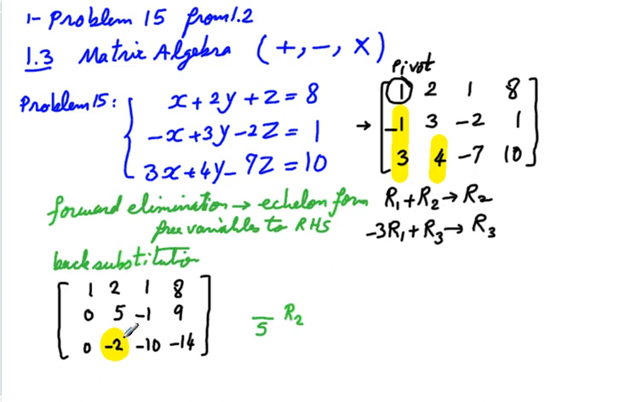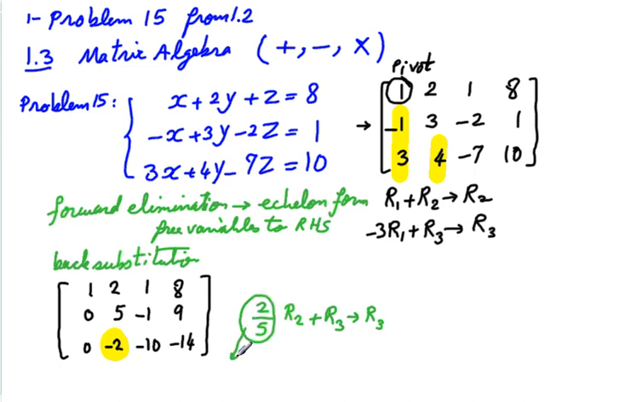To get rid of this minus 2, I need 2 in this location, so I multiply by 2. If I take 2/5 of row 2 and add it to row 3, the result is going to be just what I want. Now notice how this was created. This is the entry.